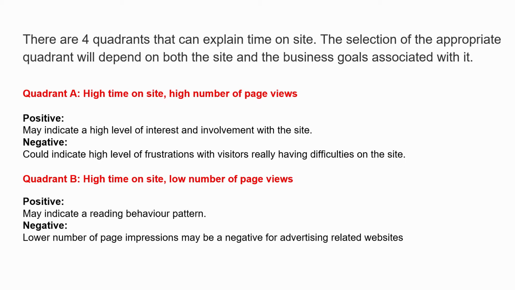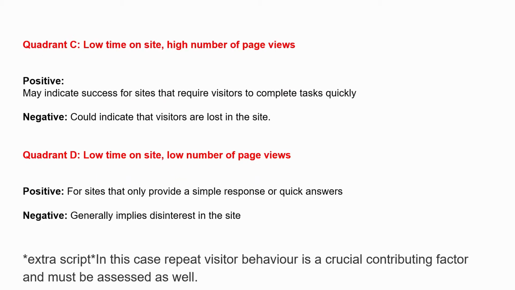And for quadrant B: high time on site, low number of page views. In a positive way, this indicates a reading behavior pattern. And in a negative way, a lower number of page impressions may be a negative for an advertising-related website.